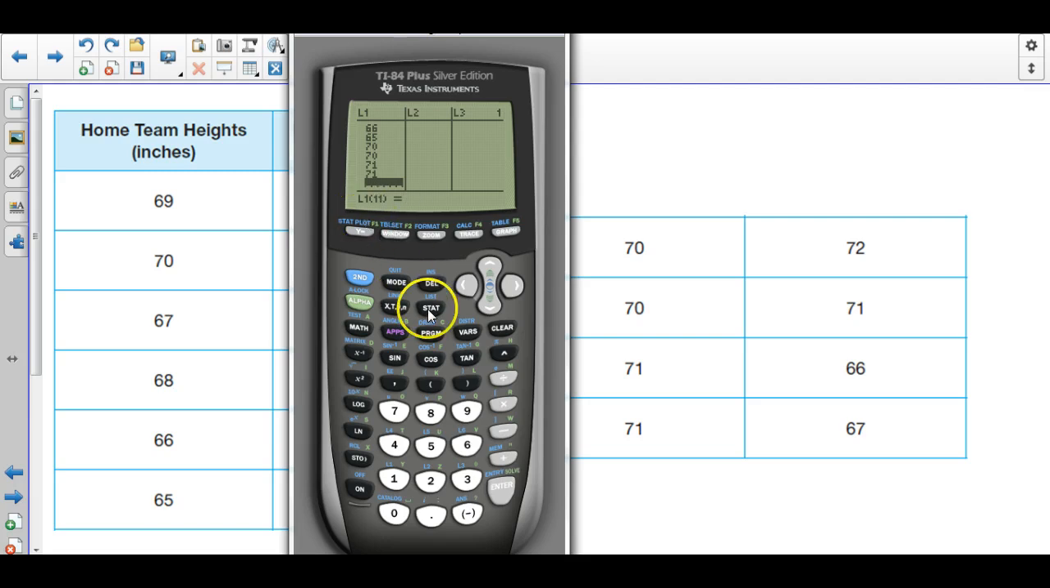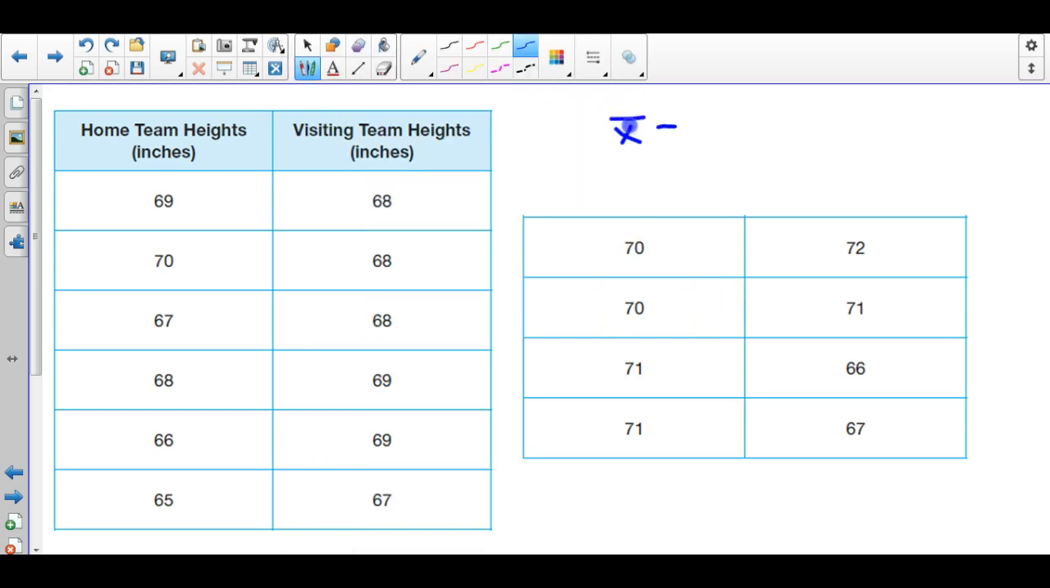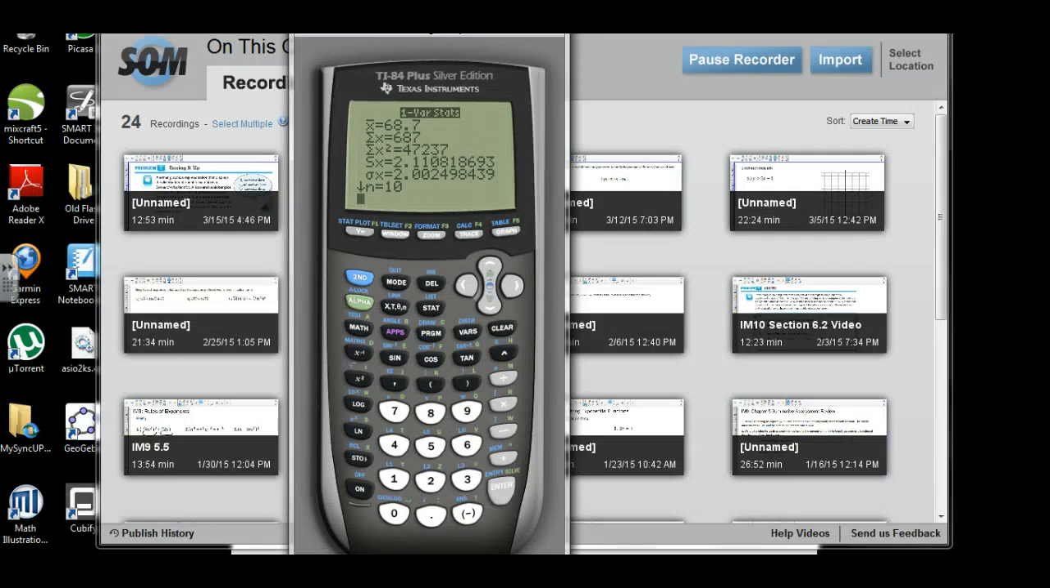And I'm going to go to stat. We're going over to calculate, and we are calculating the one variable statistics. So it looks like my mean is 68.7. So I'm going to say that x bar is 68.7 inches, and that was for the home team, and I'll do the same thing for the away team, and we'll see what that one came out to.